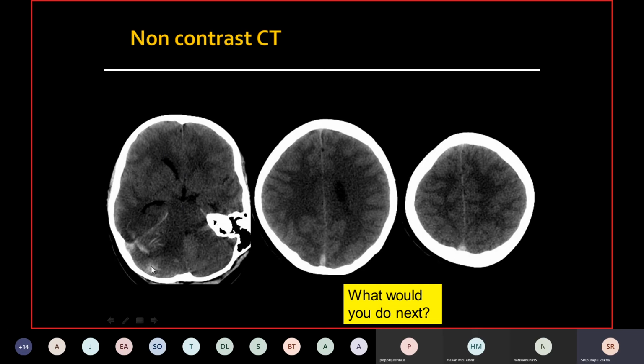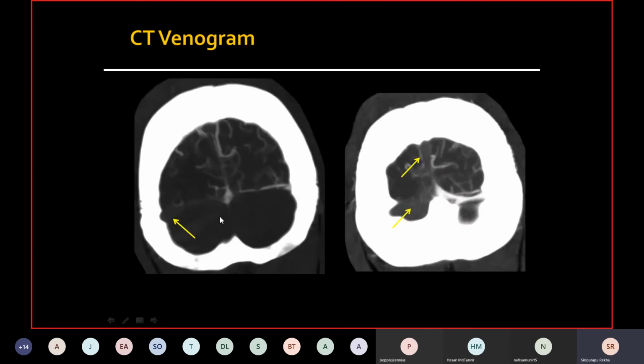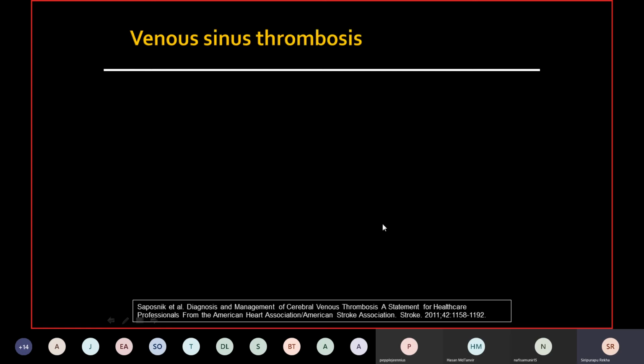But the clue is to look at the rest of the images. There is increased density here, which may be a difficult one. You might wonder, is this just part of the hemorrhage or is it the sinus? But as you look higher up, you see that there is increased density of the sinus. And this is where you would do a CT venogram, and the CT venogram clearly shows fairly extensive thrombosis of the superior sagittal sinus, part of the torcula, the left side is okay, and then pretty much all of the right transverse and sigmoid sinus.